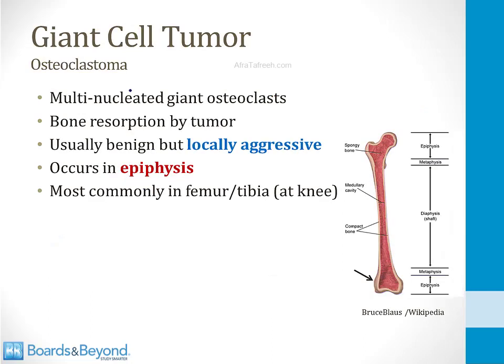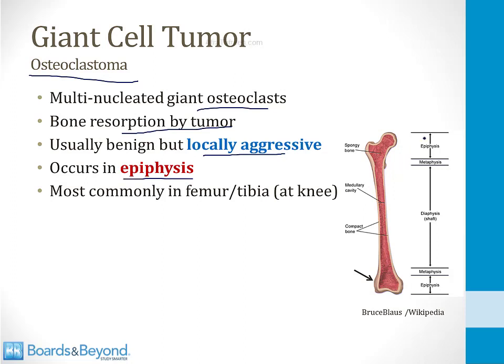Our next primary bone tumor is called a giant cell tumor. It's also called an osteoclastoma, and it gets its name because the tumor cells are multinucleated giant osteoclasts. As you can imagine, in a tumor of osteoclast cells, what you get is lots of bone resorption. These are usually benign tumors, but they're locally aggressive, meaning they can resorb lots of bone and cause lots of pathology by bone destruction. These occur in the epiphysis, and it's high yield to remember that.